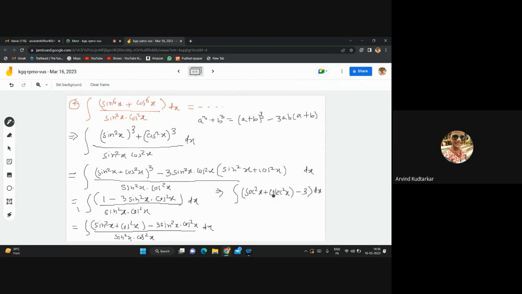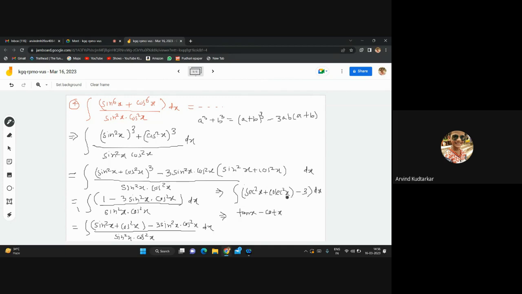And is that easy to get their value of integration? Yes, because we have the integration of sec square and the integration of cosec square. So what is the integration of sec square? The integration of sec square is tan x. And the integration of cosec square is minus cot x.